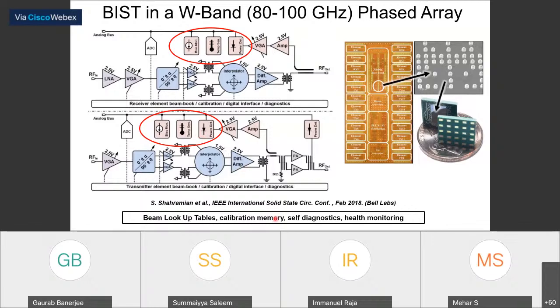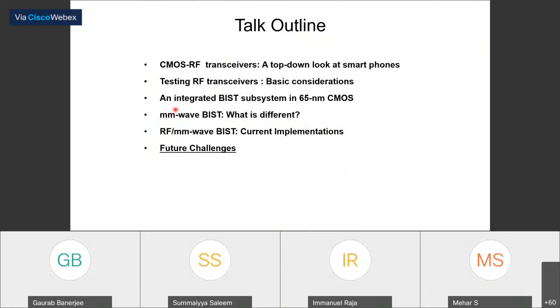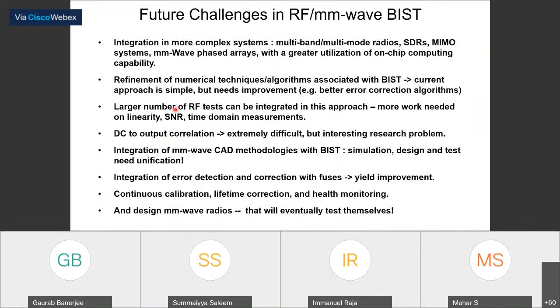But they used calibration memory, self-diagnostics, lookup tables. This is looking more and more like the built-in self-test system of the future, where the system will end up testing itself. Okay, you will have to do the least amount of work. And perhaps in the next decade or so, systems will make liberal use of artificial intelligence. So I'll just list out at the end the challenges.